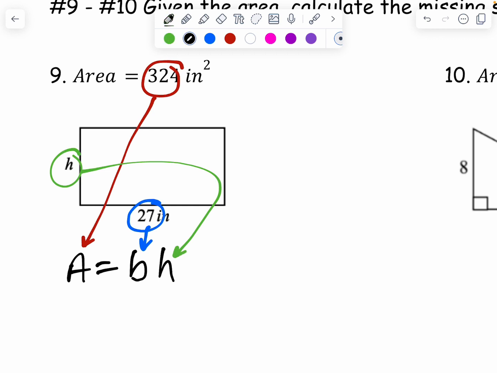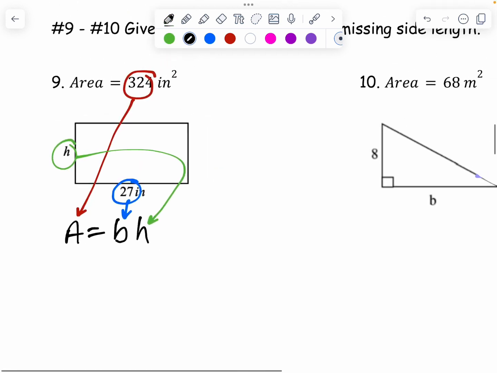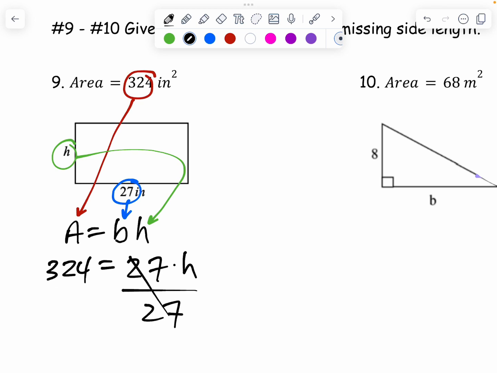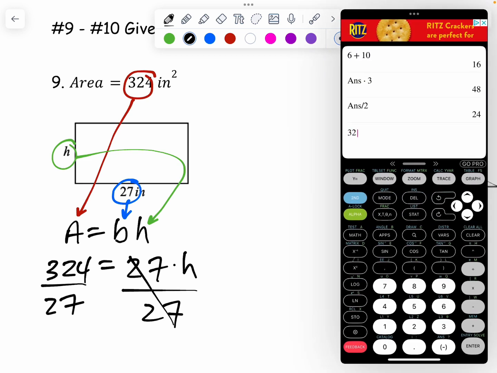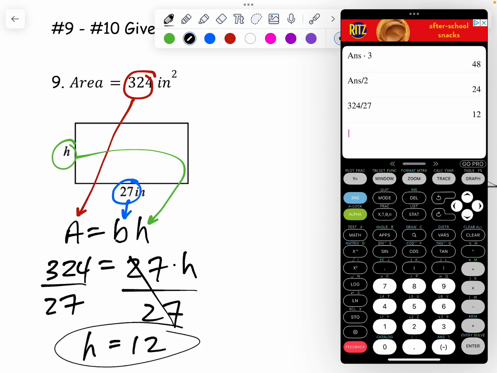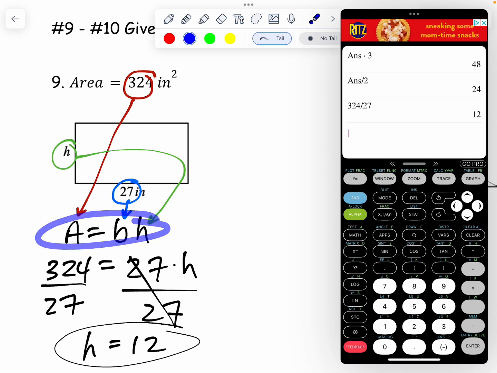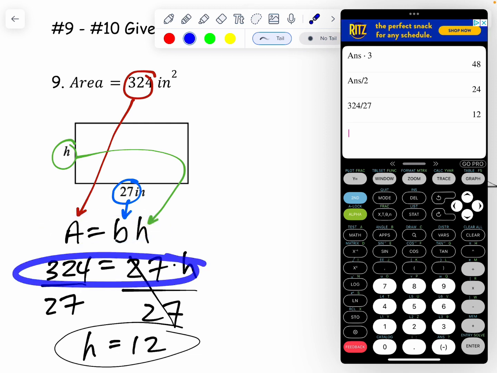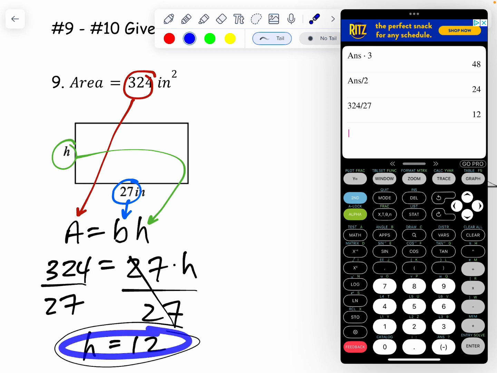Okay, great. So I'm plugging in all of that stuff. The 324 goes in for the area. The base is 27, and I don't know what the height is, so I'm just going to leave an H there. You could put an X there if you want, but in order to get the H by itself, we need to divide both sides by 27. What is that big number? 324 divided by 27 gives me 12. So very simple. Once again, you guys, I'm going to give you a point for writing the formula, a point for plugging in the right numbers, and a point for the final answer.